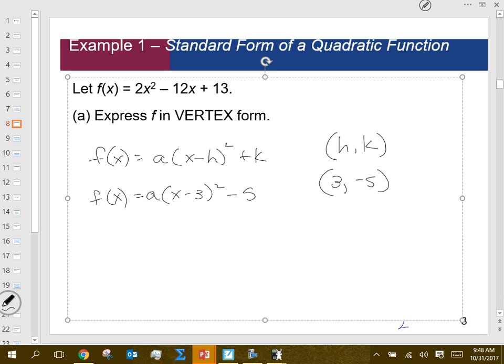So I want to teach you here. We need to find this a term. And the only way I can find that a term, because there's an infinite number of functions that have the vertex at 3, -5. Does that make sense?